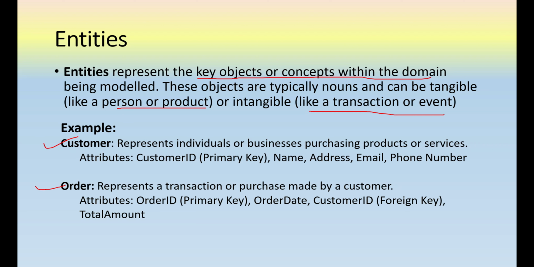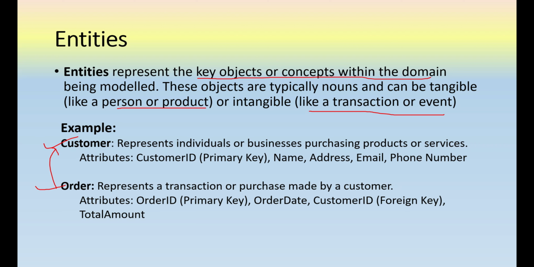So if you take customer, which is tangible, and order, which is intangible, what do tangible and intangible mean? Customer is not dependent on anything, so it's a tangible object. But order is dependent on customer. It is an intangible object, right? Because it's basically an event which is happening.